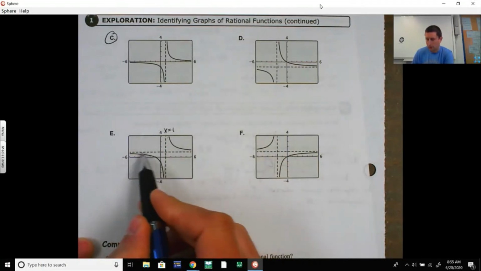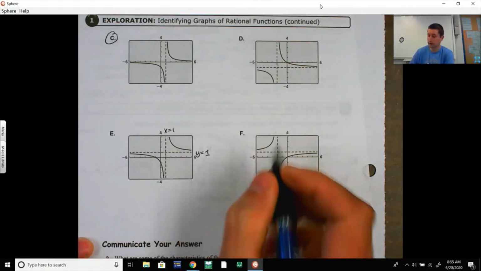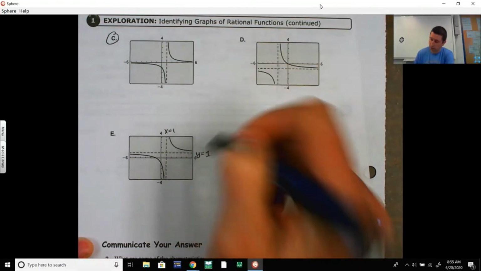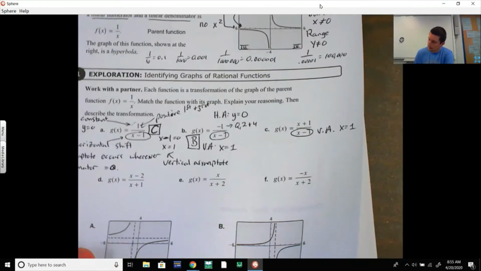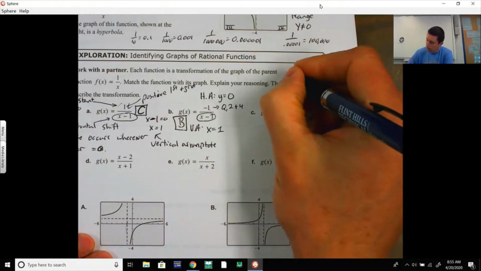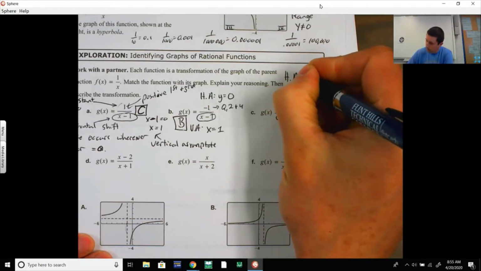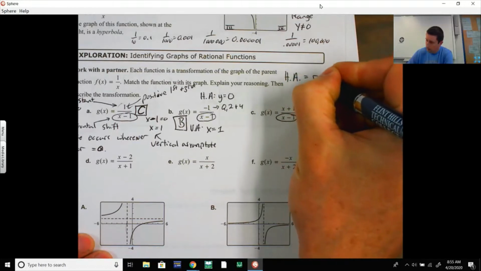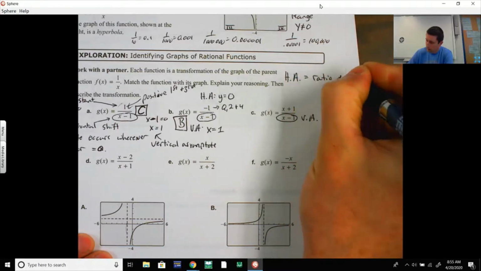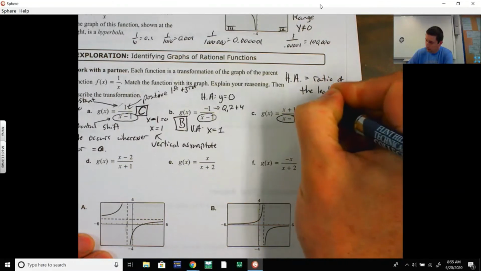But how do you get the horizontal asymptote, which in this case is y equals 1? It's not y equals 0 like it was in graph C. It's y equals 1. So when you have x's in front, you want to look at it: the horizontal asymptote equals the ratio of the leading coefficients.